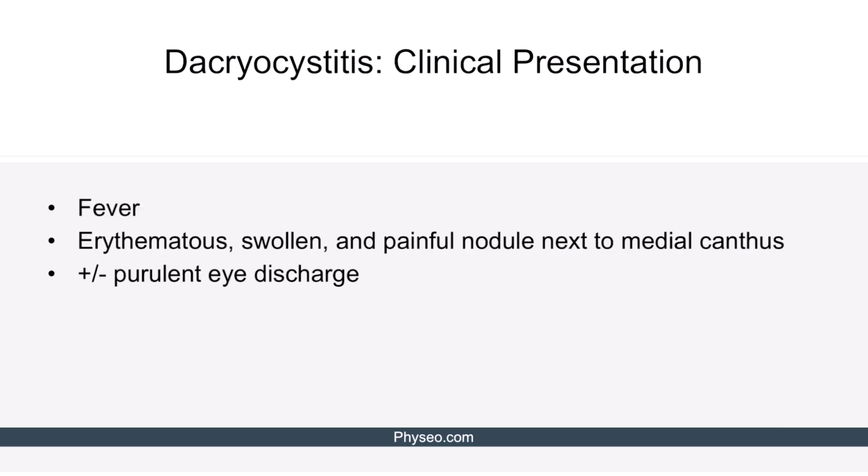Acute dacryocystitis presents with fever and an erythematous, swollen, and painful nodule next to the medial canthus. Additionally, the patient may have purulent eye discharge. This is what acute dacryocystitis looks like. Please note this swollen and red nodule at the medial side of the eye that is consistent with an inflamed lacrimal sac.